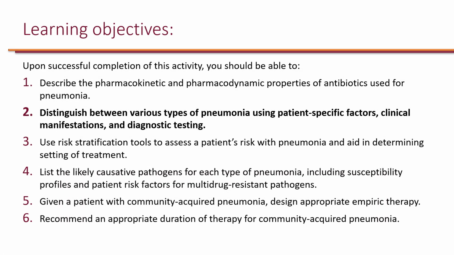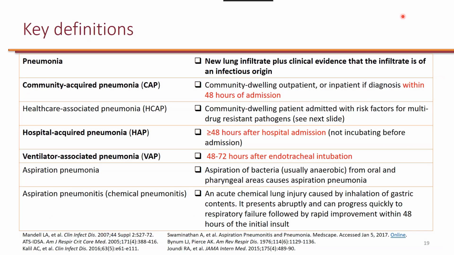We described the pharmacokinetic and pharmacodynamic properties of antibiotics used for pneumonia. Now, let's distinguish between various types of pneumonia using patient-specific factors, clinical manifestations, and diagnostic testing. Here are some key definitions that you should know.